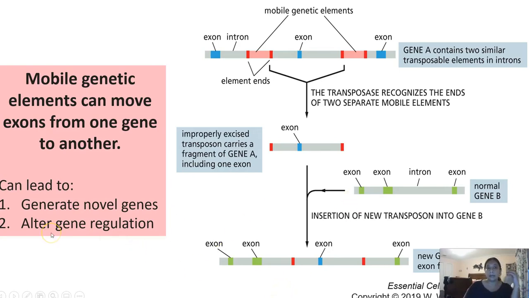So mobile genetic elements moving in this way can lead to generating novel genes, new proteins and new functions, but can also alter gene regulation if the same thing happened where these mobile genetic elements ended up in a regulatory sequence of the genome.